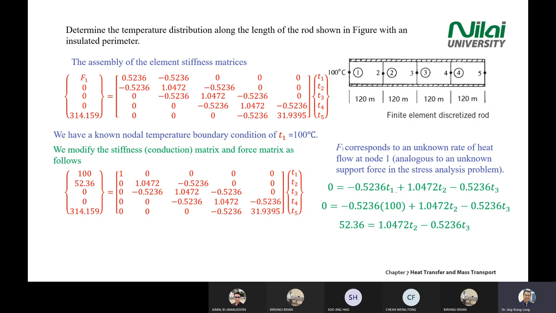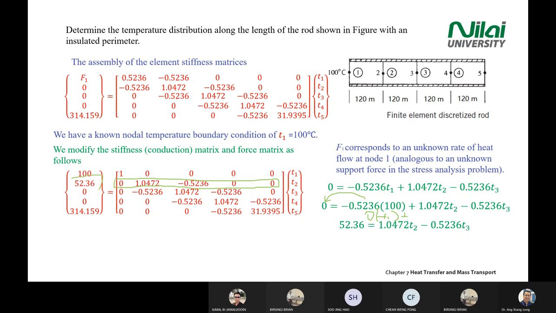We continue with the second equation over here. You substitute the T1 value as 100 because we already know the value of T1. So you substitute inside there, -0.2 plus 100, multiply 100 plus the rest. Then after that, you pull these products to the left. You pull this product to the left, you get 52.36, and here your T1 becomes 0 already. 0 times T1 plus 1.0472 T2 minus 0.5236 T3. That's why you are seeing the new matrix equation over here.